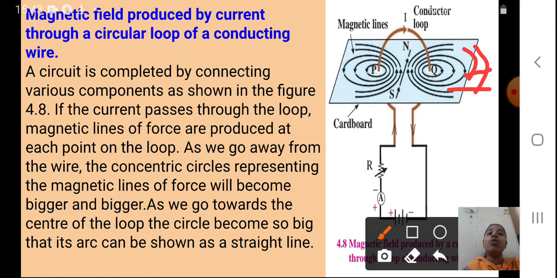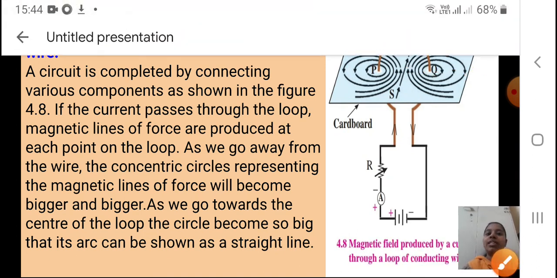As we go towards the center of the loop, the circle becomes so big. If you come near the center, you will see that the circle arc is so big that it appears like a straight line. So I hope till here it is clear.